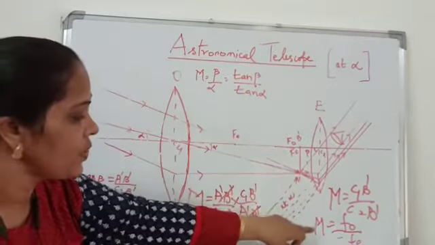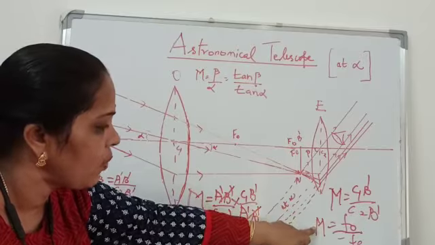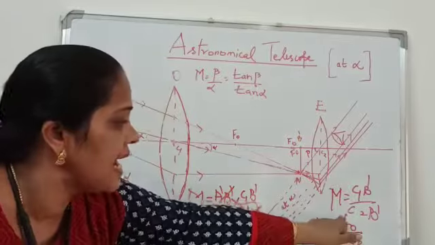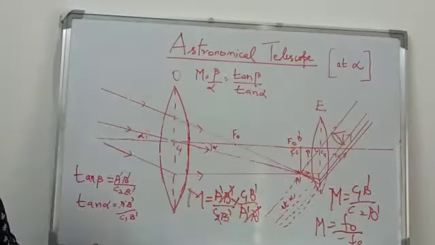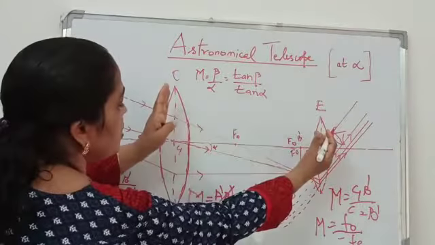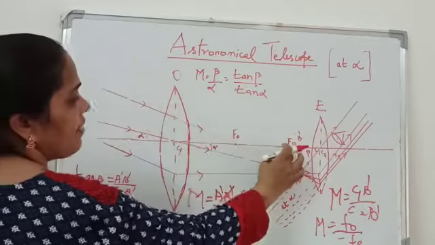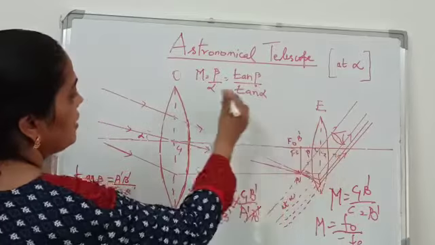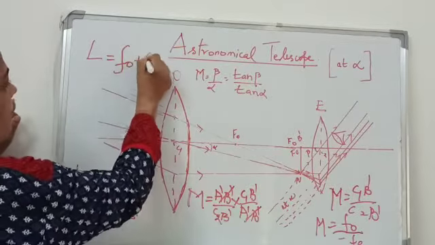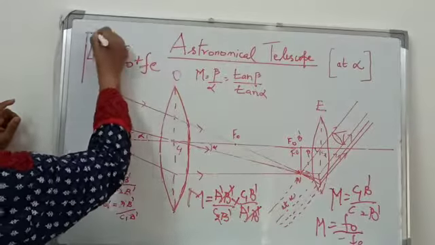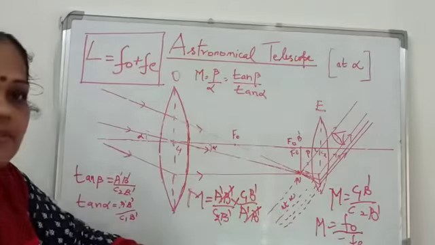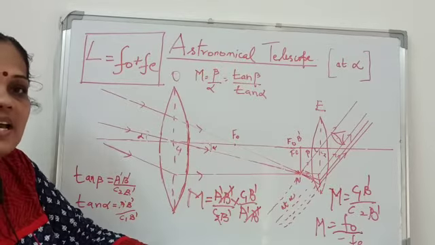From this expression you can see that the magnifying power can be increased by decreasing the focal length of the eye lens and increasing the focal length of the objective lens. Also, the distance between the two lenses, this is FO and this is FE, so the length of the tube can be written as FO plus FE. This is about the astronomical telescope when the final image is formed at infinity.